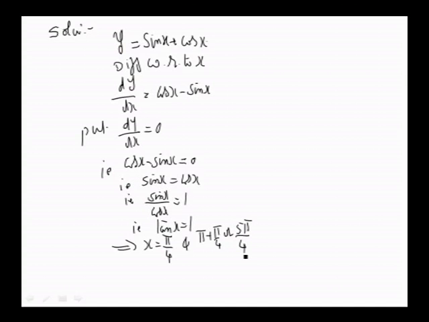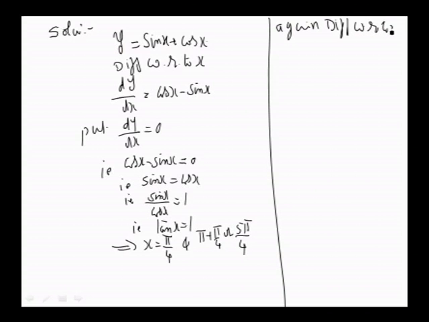First working rule is over. The second working rule is we have to find the second derivative. Again differentiate with respect to x. dy by dx is equal to, already, cos x minus sin x.